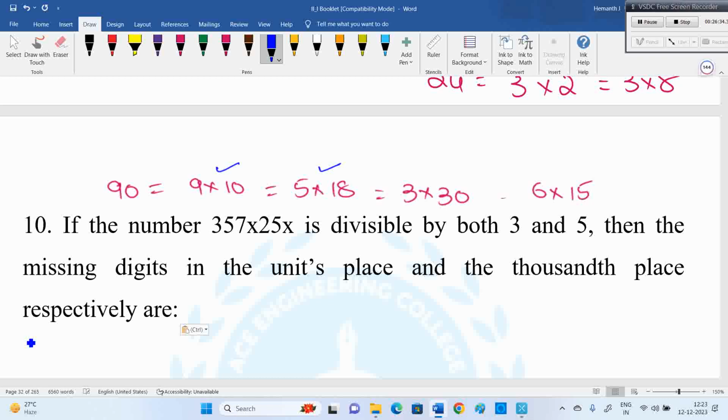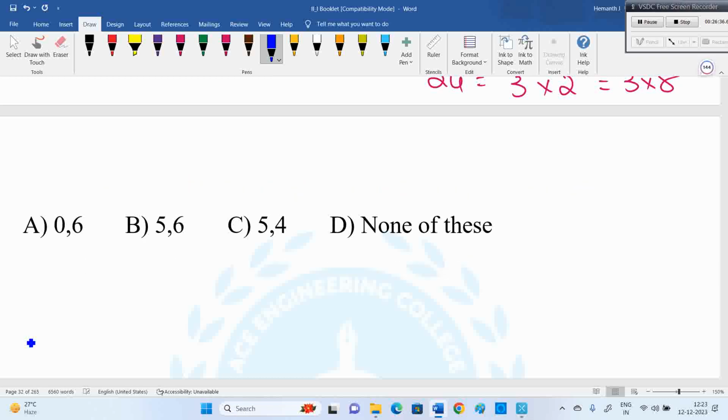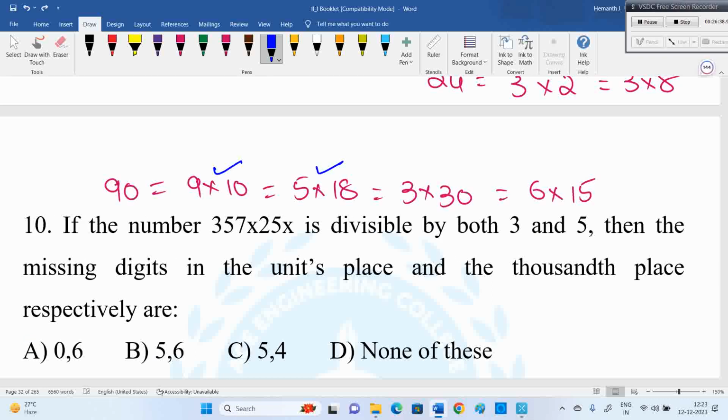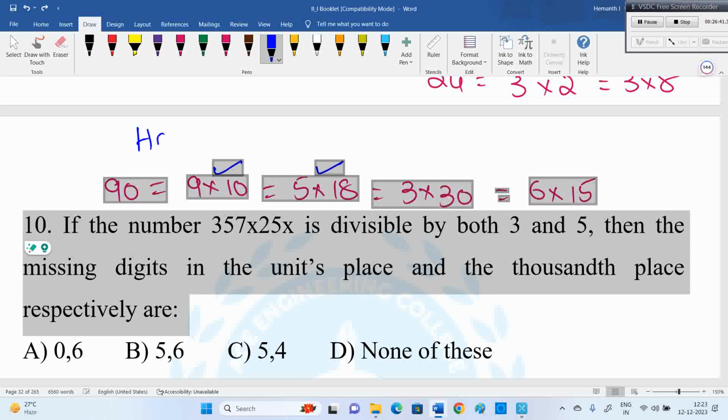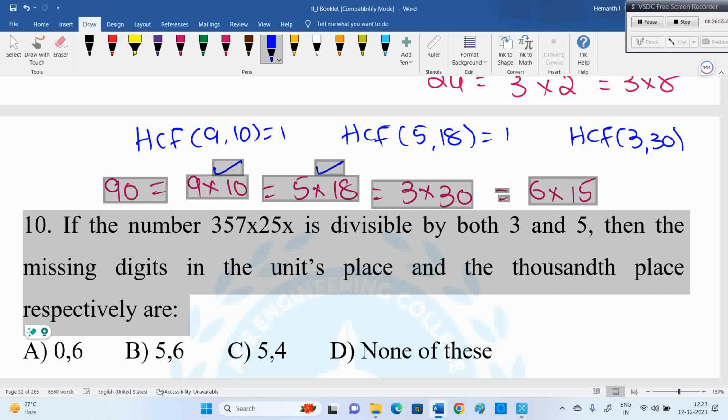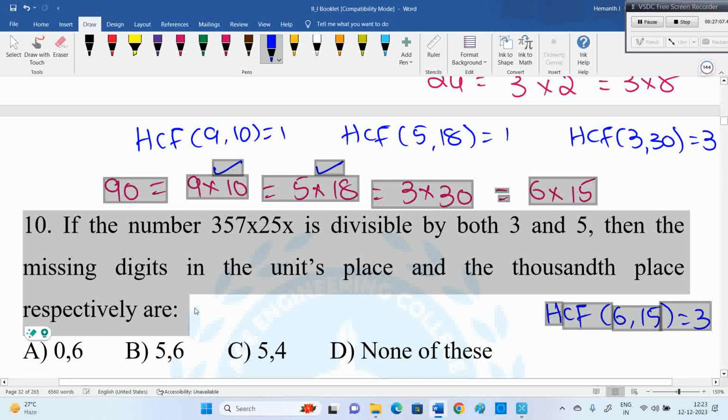9 and 10, if you do HCF for 9 and 10, it is 1 only. There is nothing common. HCF for 5 and 18 is 1. As the topic is not yet completed, you may have a doubt. But HCF for 3 and 30 is 3. 30 is divided by 3, 30 also divided by 3. HCF of 6 and 15 is also 3. HCF must be 1, then that pair is correct.